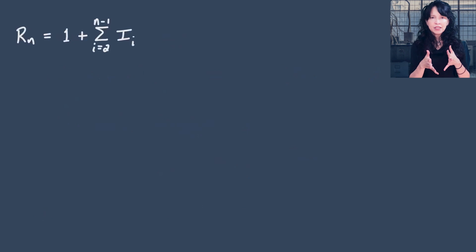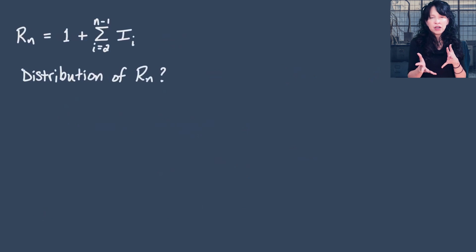And knowing the expected value is not quite enough. We want to know how variable it is. Really, we need to know the distribution of R sub n, so we can say a little bit more. We can say, okay, we didn't meet that expected value, but how much does it vary? How does it act? So what is the distribution of R sub n?